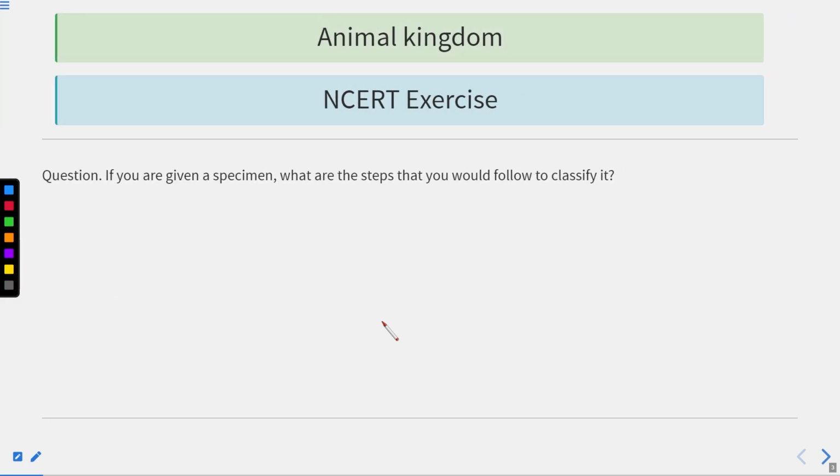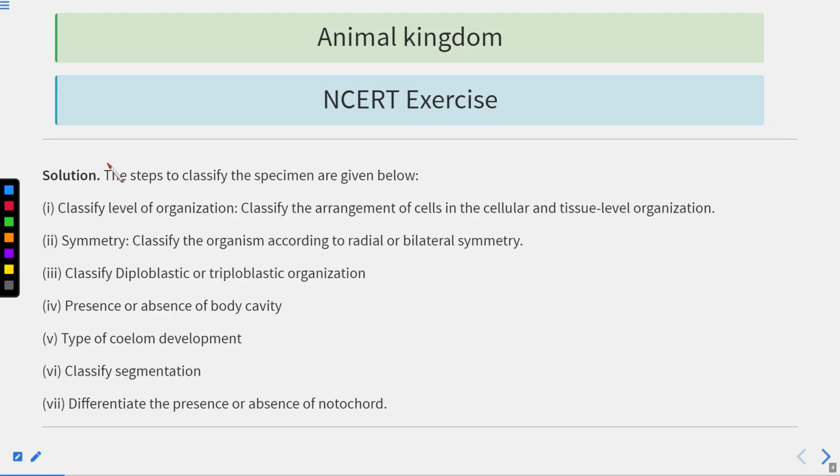Okay, the next question. If you are given a specimen, what are the steps that you would follow to classify it? Any specimen you get, how are you going to classify that particular specimen? These are some of the steps that you must follow to classify the specimen, right? So let us see what are those steps that we follow to classify any given specimen.